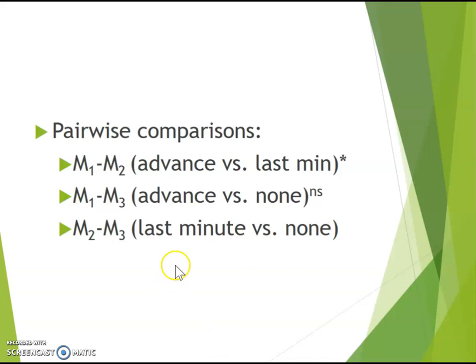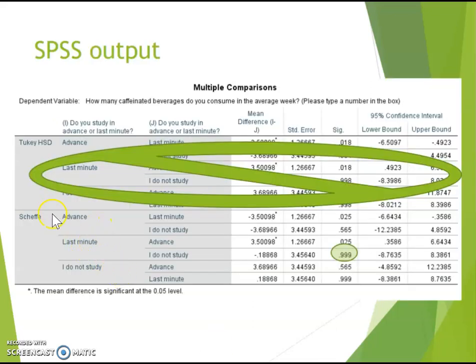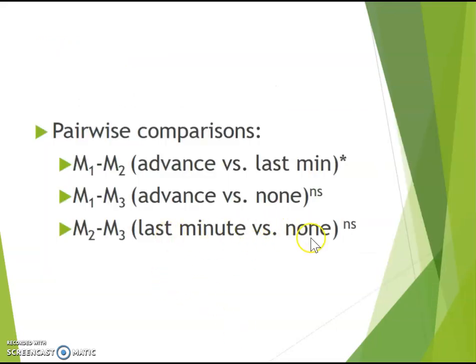And then last but not least, we want to compare the last minute group to the not studying at all group. So again, we're trying to compare last minute to not studying at all. So we're going to look in this row here, and we'll compare that to our alpha level. That is definitely not less than our alpha level of 0.05. So since it is not less than our alpha level, we again will make the decision that it's a non-significant difference. So again, I'm going to put an NS next to that pairwise comparison on my notes.